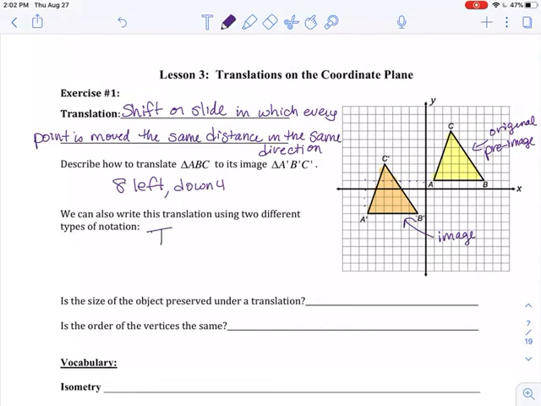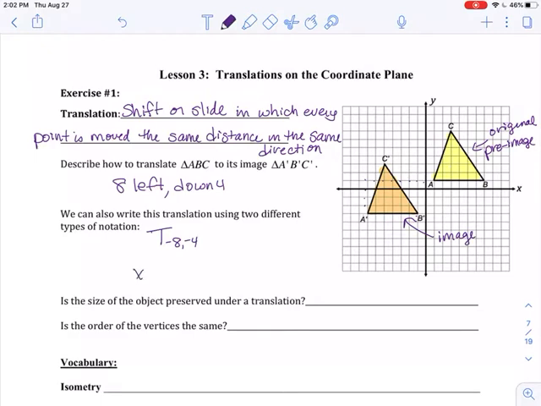There's two ways that I can write this. Just like I use an R for a reflection, I use a T for a translation. And since I moved to the left, I'm going to do -8. If I was moving to the right, I would do positive. And I moved down 4, that's going to be -4.